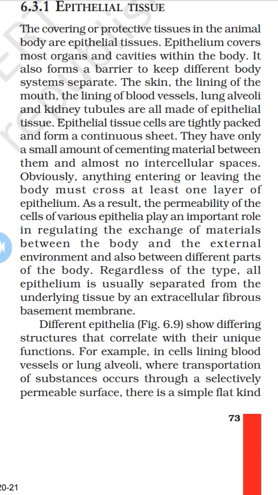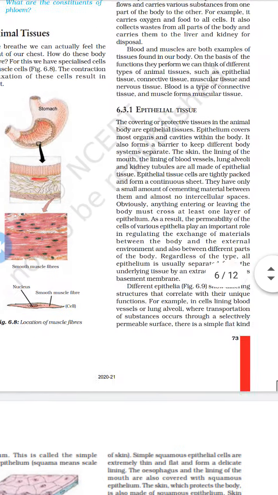There are different types of epithelial tissues depending on the function. Epithelial tissues are subdivided into squamous epithelium, columnar epithelium, ciliated epithelium, cuboidal epithelium, and glandular epithelium. So these are the types of epithelial tissue, subdivided depending on the functions. First we take the squamous epithelium.